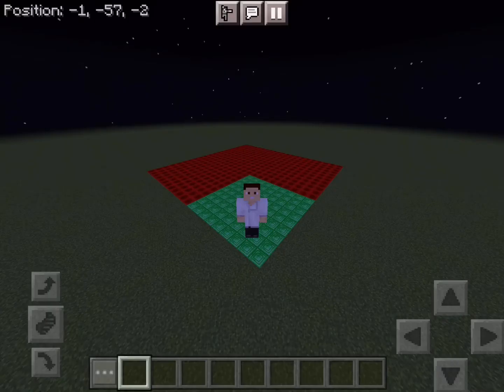This is a representation of where end cities can generate in Minecraft. Each block represents one chunk. The green is where they can generate, and the red is where they cannot. The green area goes from chunk 0 to chunk 8, also known as block 0 to block 128, and the whole area is a 320 by 320 block area.